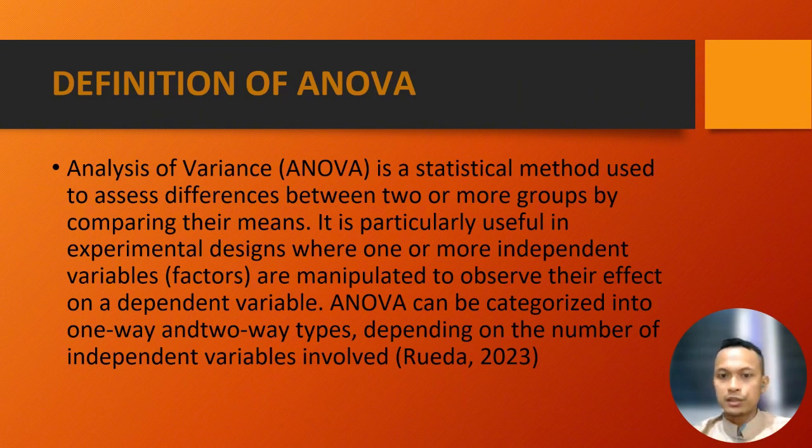It is a statistical method used to assess differences between two or more groups by comparing their means. It is particularly useful in experimental designs where one or more independent variables, or factors, are manipulated to observe their effect on a dependent variable. ANOVA can be categorized into one-way and two-way types, depending on the number of independent variables.